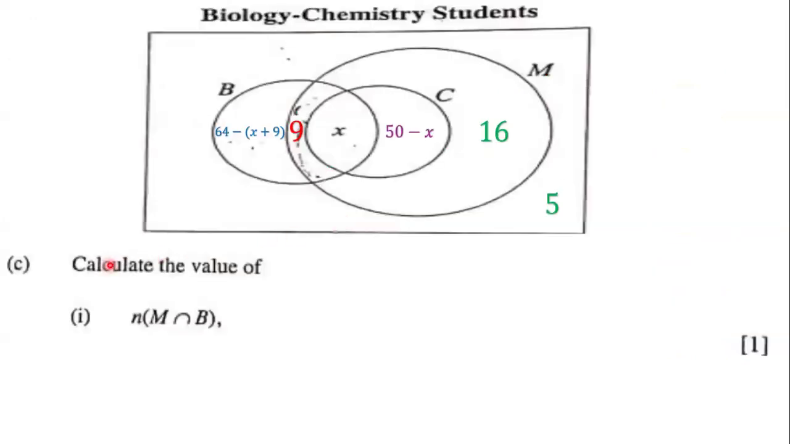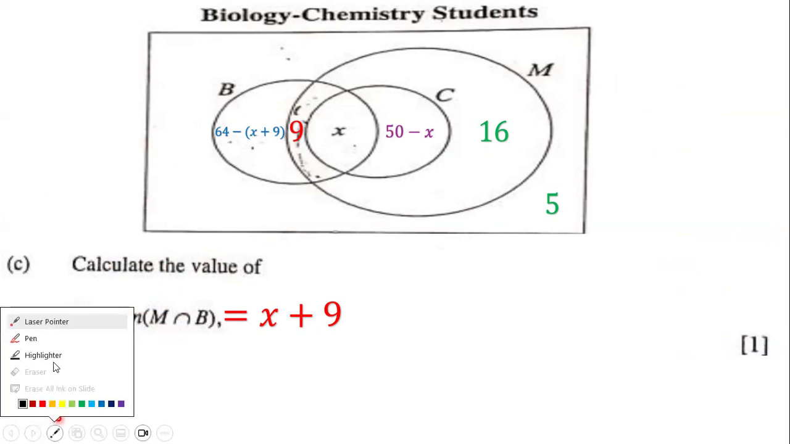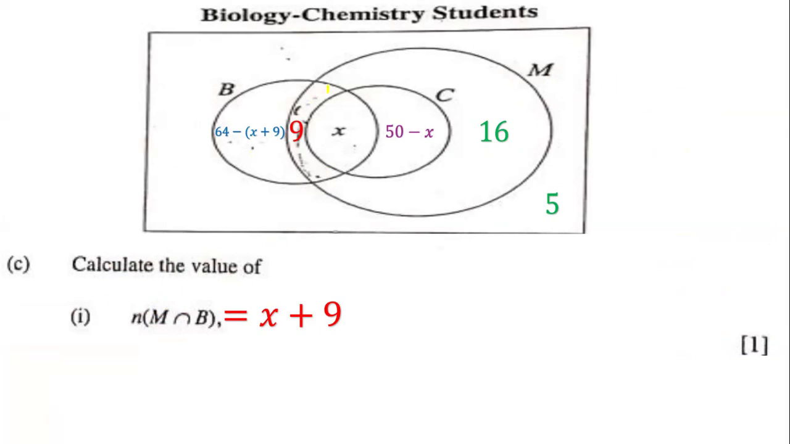Now it says here, calculate the number of elements in M intersect B. So what is M intersect B? This whole circle is M, and this is B. So M intersect B is going to be right here. This intersection is the intersection of M and B.